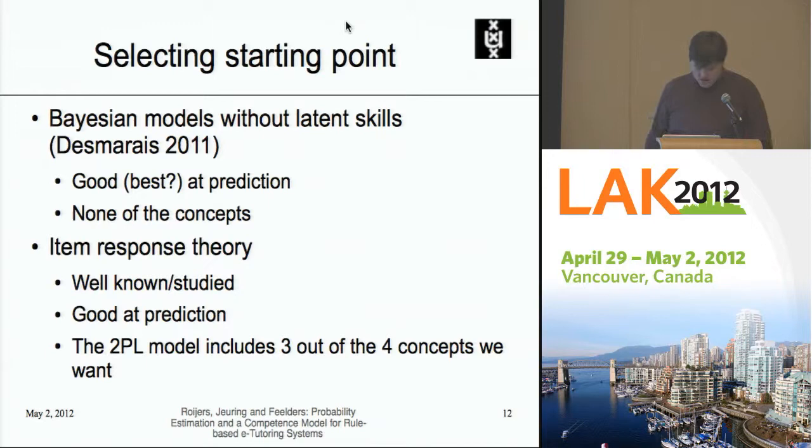So there are different models, and actually, the top paper is by, I don't know how you pronounce it, Desmarais, from 2011, and contains Bayesian models without latent skills, so without saying, okay, this is difficulty and this is competence, but it just tries to predict the outcomes as well as possible, and it makes it a very good model for prediction. But it does not operationalize the concepts we just mentioned. On the other hand, there is item response theory, which is a well-known theory from the field of psychology, which is reasonably good at prediction, not as good as Desmarais's work, but it does include three out of the four concepts we want. And so we went for item response theory as a starting point.